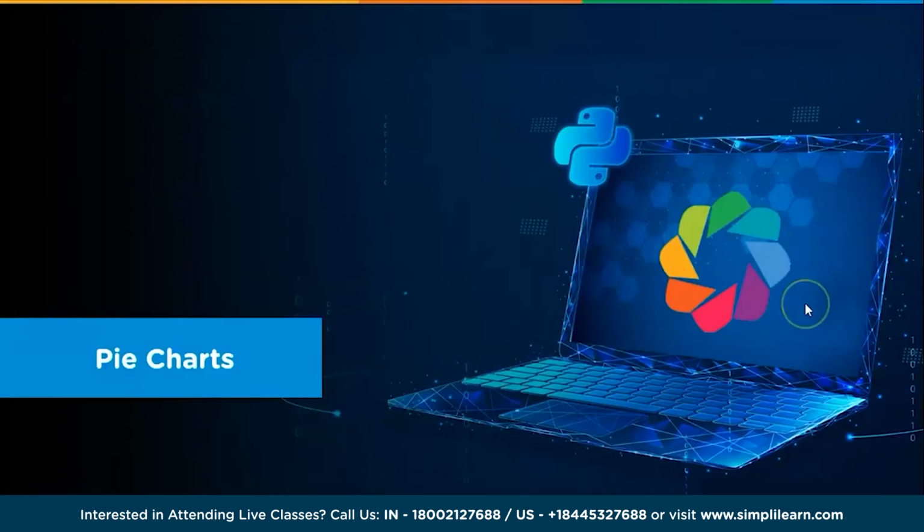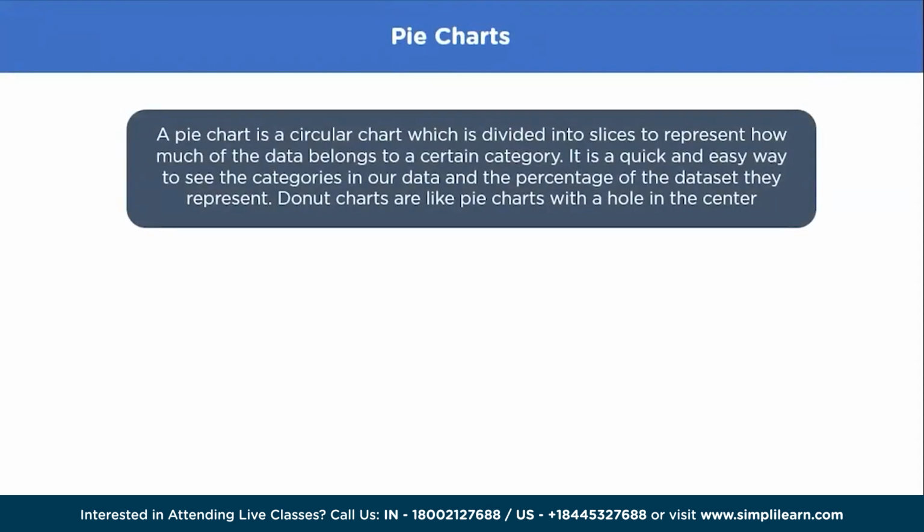Next, let's take a look at pie charts and how they can be implemented in Bokeh. But first, what exactly is a pie chart? A pie chart is a circular chart which is divided into slices to represent how much of the data belongs to a certain category. It is a quick and easy way to see the categories in our data and the percentage of the data set that they represent.